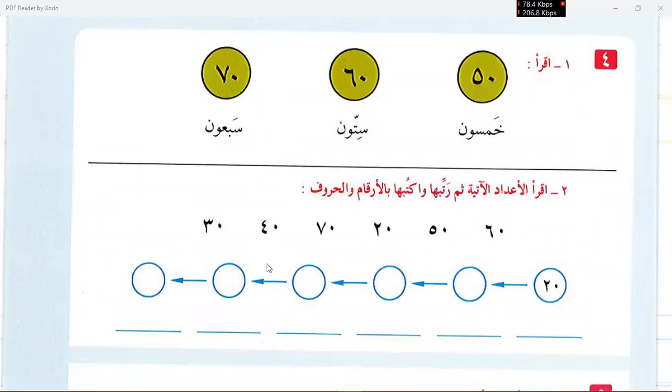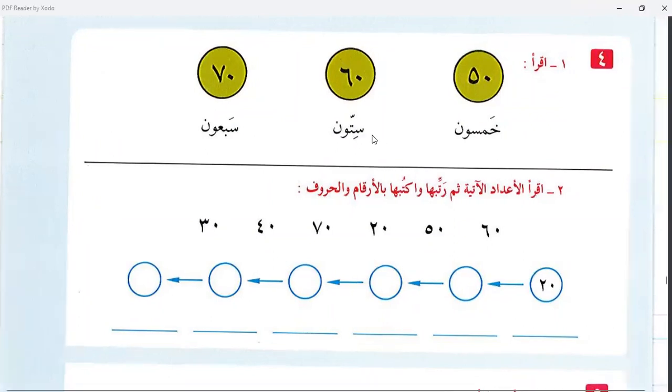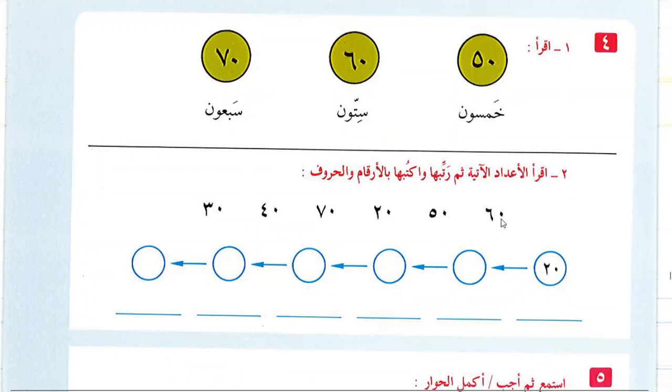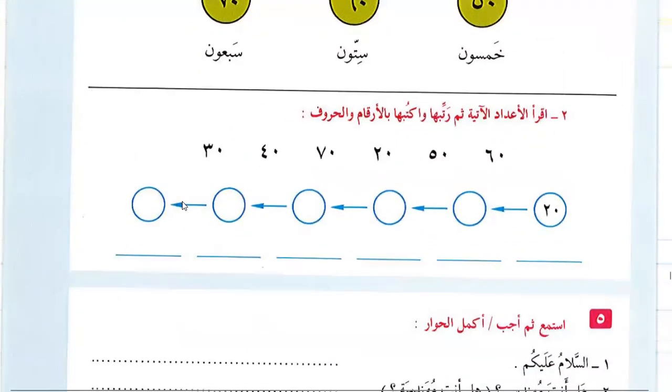So the next student is Sara Irfan. Read these numbers. Start from here. Khamsun, Situn, Sabaun. Ishroon, okay, sorry, 20. Sabaun, 70. Arbaun. 30 now, sir. Salasun.